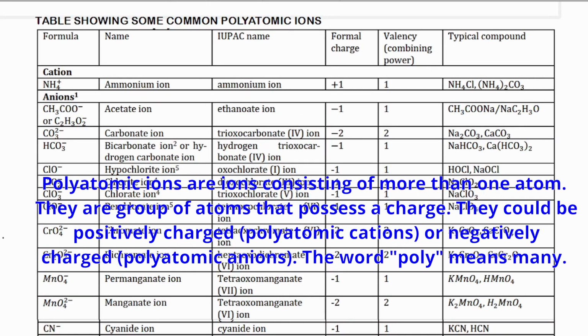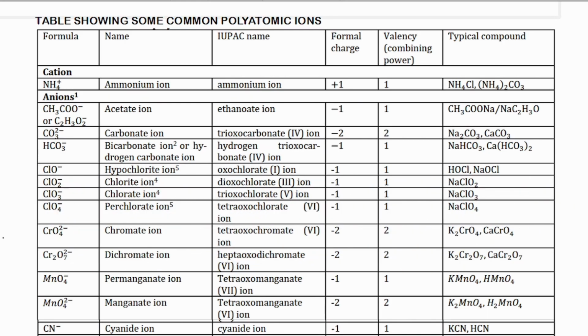Moving on to the polyatomic ions. Here is a table showing commonly encountered polyatomic ions. We can see from this table that the polyatomic anions far outnumber the polyatomic cations. So in this table, we have the formula, the common name of the ions, the IUPAC name, the charge, the valency, and the examples of compounds of such ions.